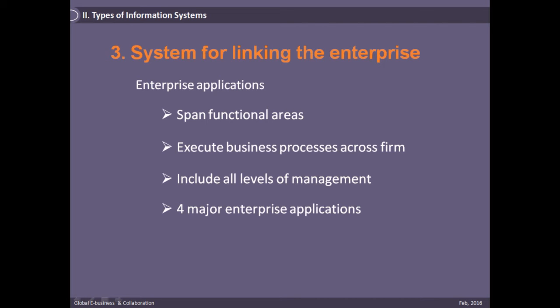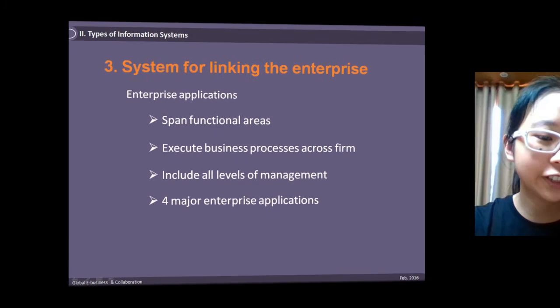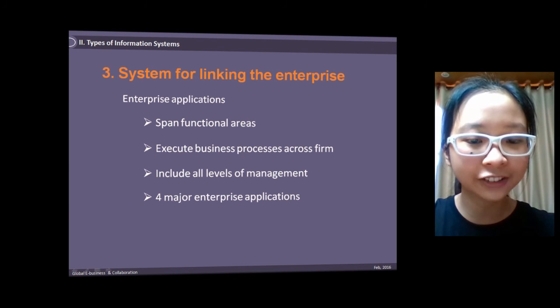First, enterprise system, also known as enterprise resource planning or ERP system, collects data from different firm functions and stores data in a single software system. Information that was previously fragmented in many different systems is stored in a single comprehensive data repository where it can be used by many different parts of the business.